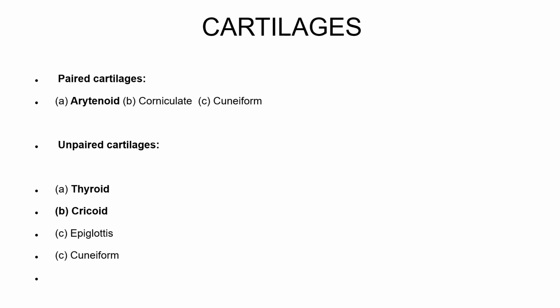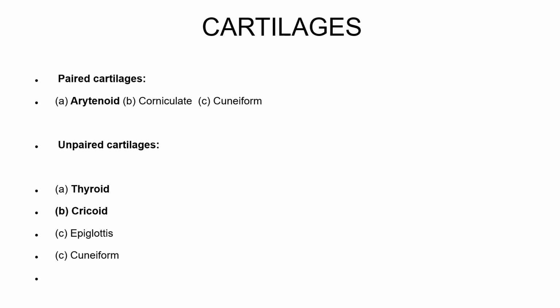Now, what are the cartilages of the larynx? There are two types of cartilages: some are paired cartilages and some are unpaired cartilages. There are about 9 cartilages. The paired cartilages are arytenoid, corniculate and cuneiform. Corniculate and cuneiform are very small paired cartilages. Most important for us among the paired cartilages is the arytenoid cartilage. Now the unpaired cartilages are thyroid, cricoid and epiglottis.